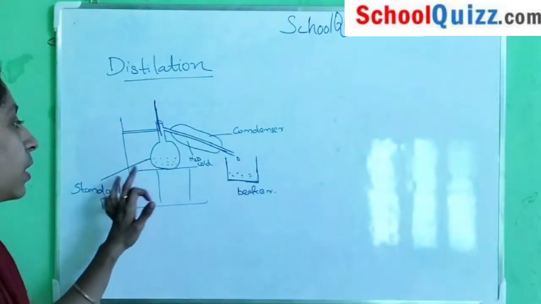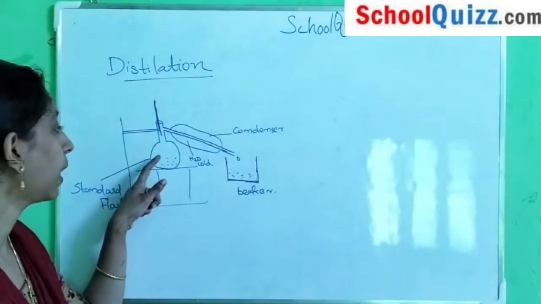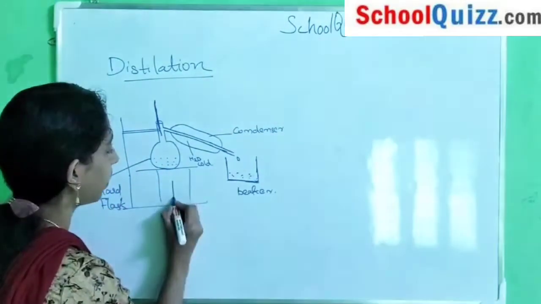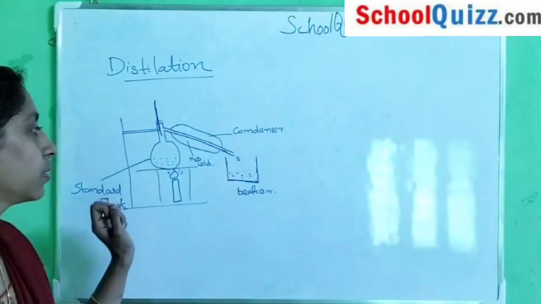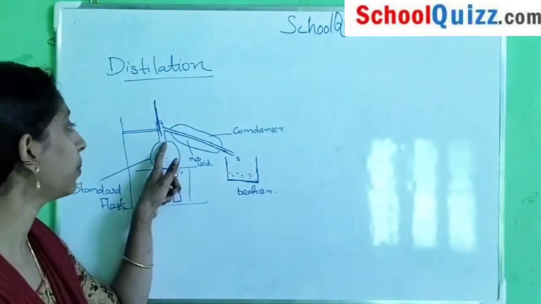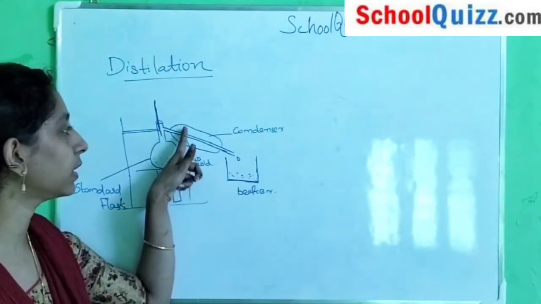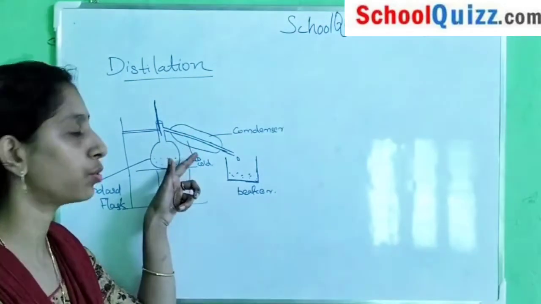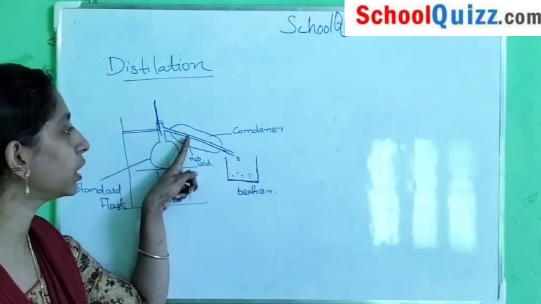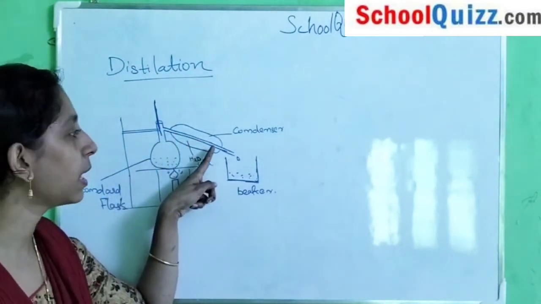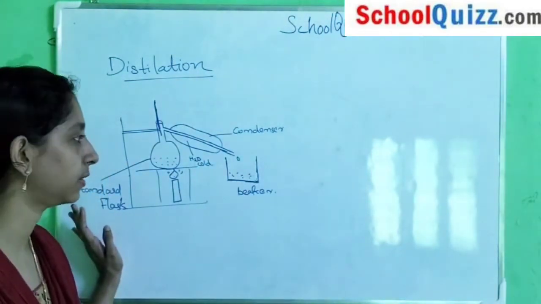Here the mixture is taken in a standard flask, which is also connected to a thermometer. When we apply heat to it, the mixture begins to vaporize. The vapor passes through this tube. Ice cold water passes around the tube, so it cools down, and the separated component passes through the tube back to the beaker. This is the method of distillation.